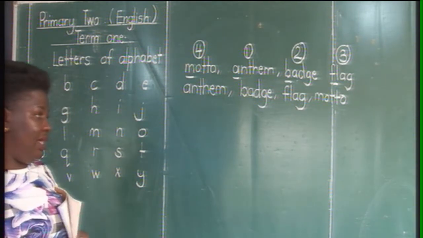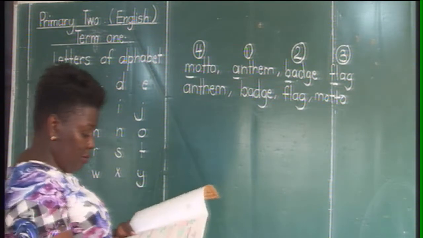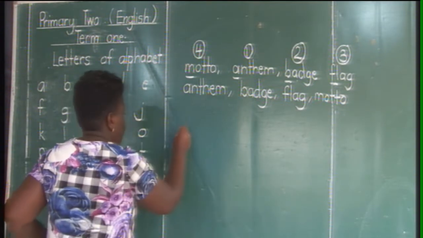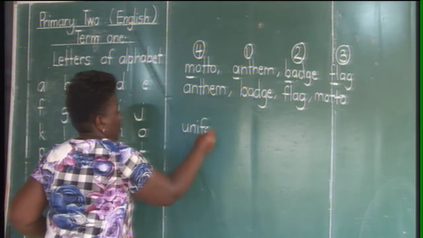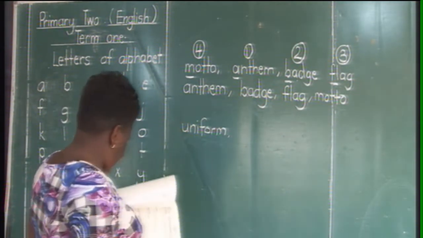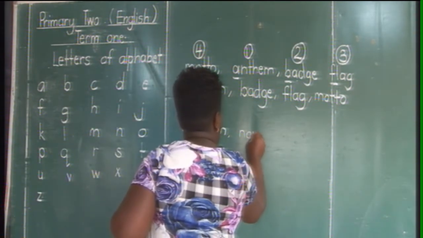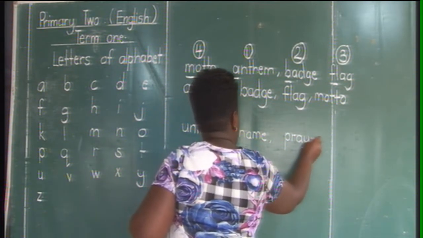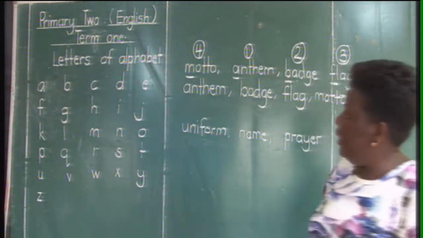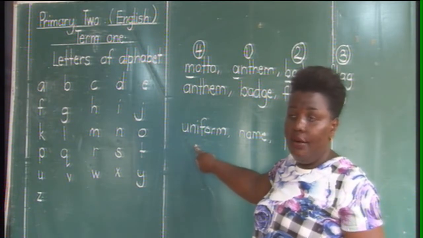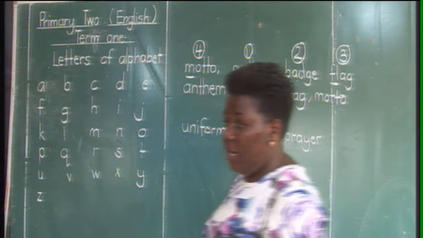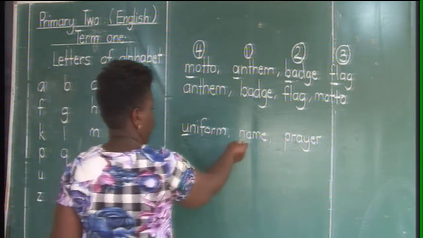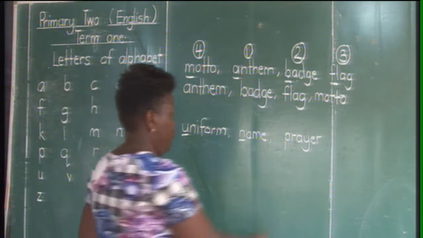I'm doing one more example and then you will do the rest. I have uniform, name, prayer. Still all these are school symbols. Like we said, when arranging in alphabetical order, you look at the first letter of each word. So on the word uniform, our first letter is U. Let me identify by underlining. On the word name, we have N. On the word prayer, we have P.